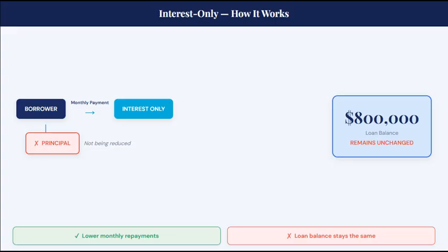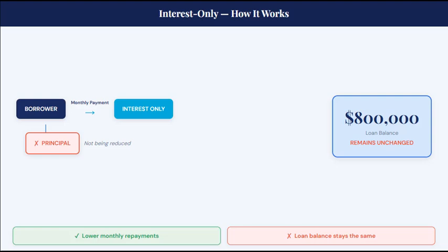An interest-only loan works differently. For a set period, usually between 1 and 5 years, you only pay the interest charged on the loan. You're not required to reduce the principal during this period. That means the loan balance remains unchanged. For example, if you borrow $800,000, you will still owe $800,000 at the end of the interest-only period.